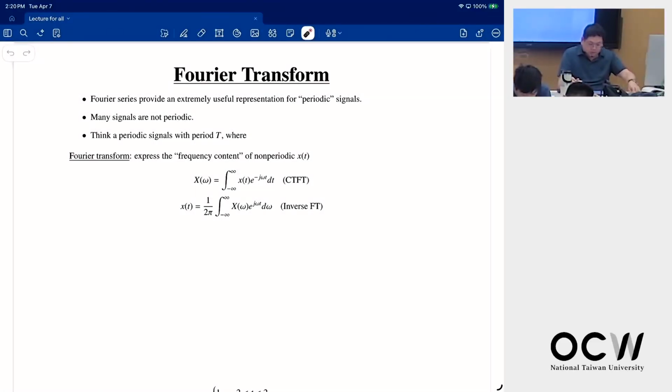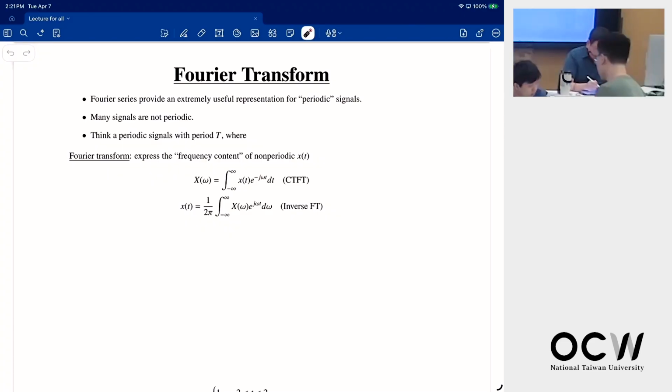Okay, today we are going to talk about the Fourier Transform. So what is the Fourier Transform? Last time we talked about the Fourier series, but that is for periodic signals. If the signal is periodic, then we can use a Fourier series to represent it. But most of the time, in real life, your signal is not periodic. So in this case, what should we do?